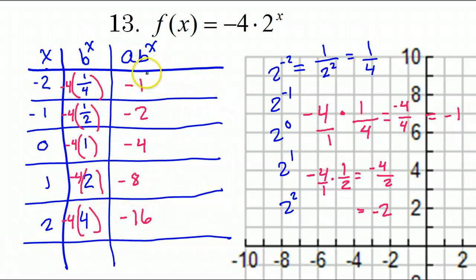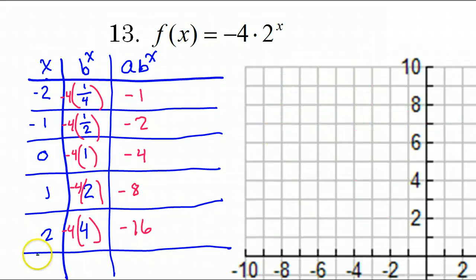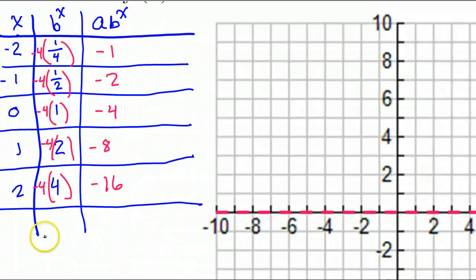So these are the values that we're actually going to graph, because that represents the entire function. Let me clean this up. We know the asymptote is going to be right at 0 since there's nothing being added onto the end. So let's go ahead and draw the asymptote.